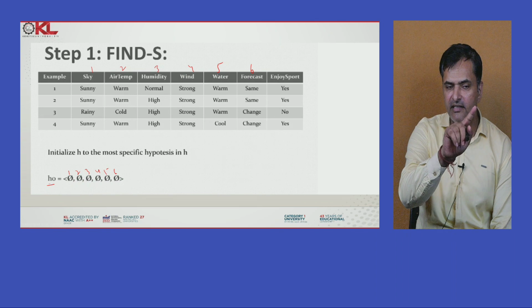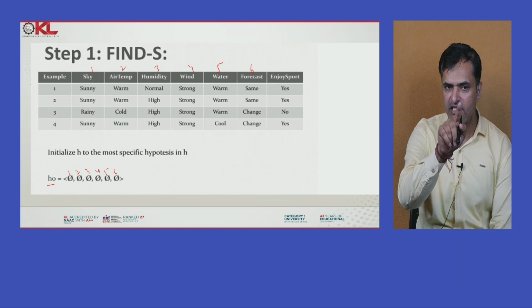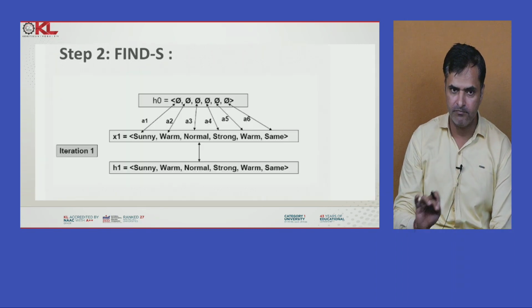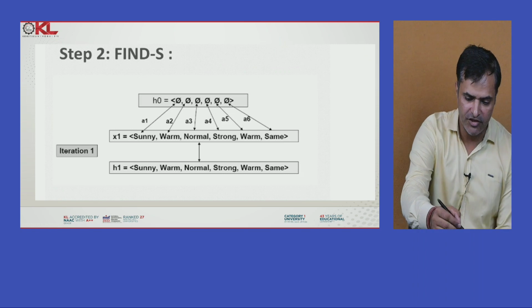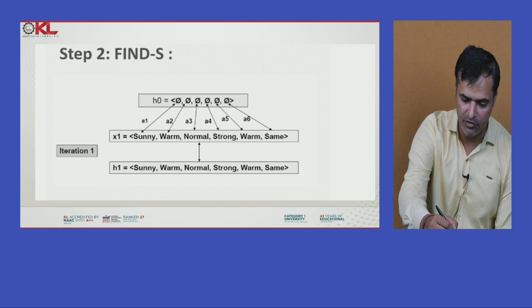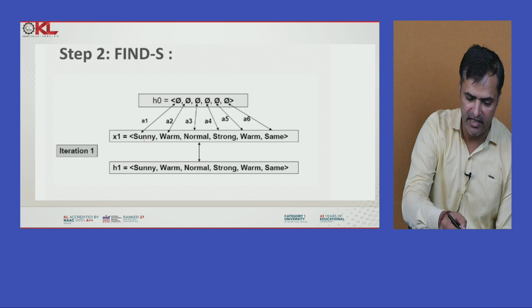Then we have to keep this table in mind, and through this table we can solve this problem. Then this h0 is there. How many attributes are there? 6. Corresponding a1 is sunny, another is warm, another is normal, another is strong, another is warm, another is same.